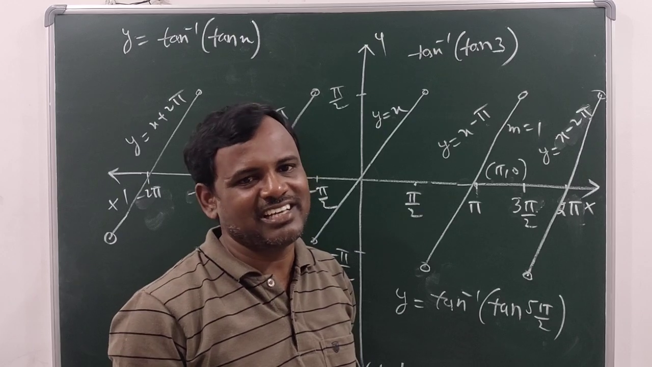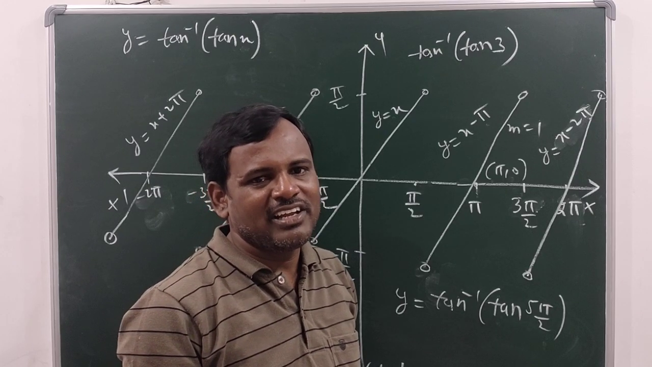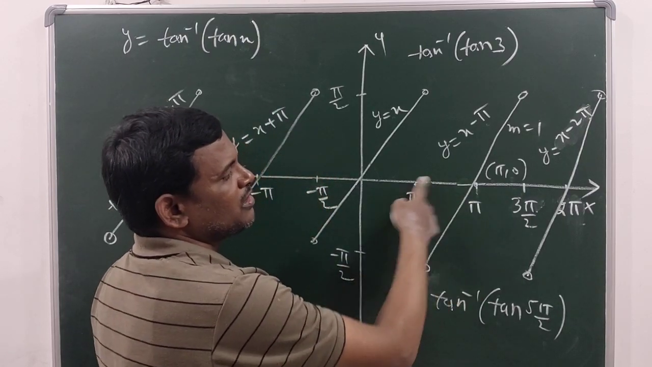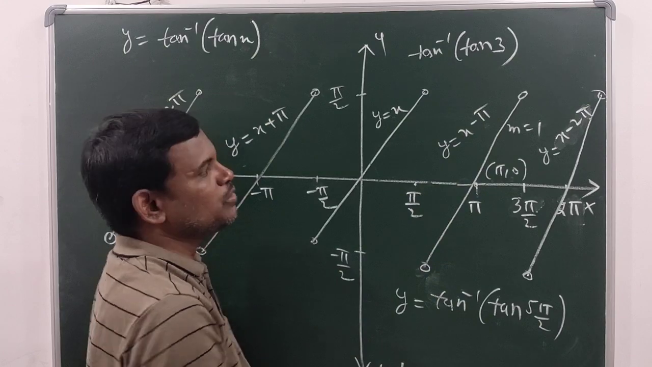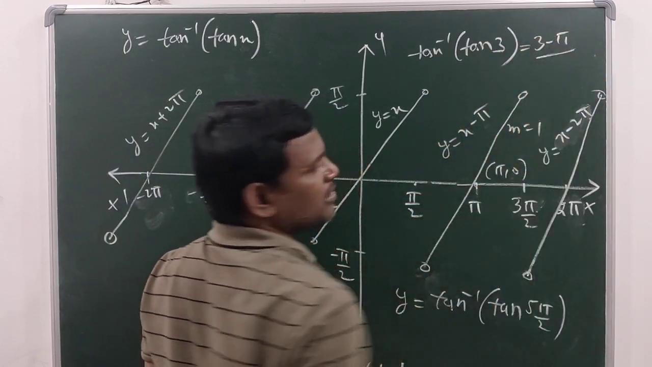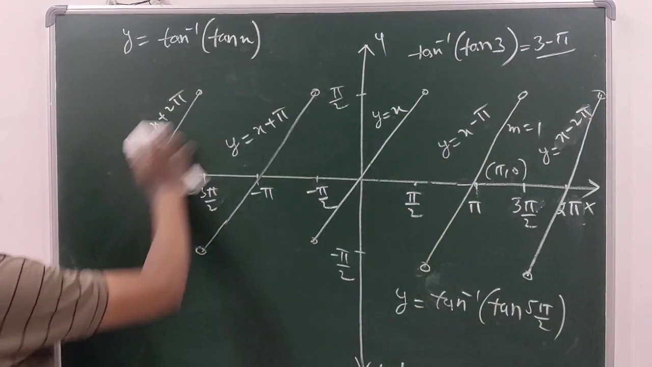Don't write it as 3. 3 means approximately nearly 180. Nearly 180 means you have to take this interval. Okay, now x minus pi. So there you have to write 3 minus pi. 3 radians minus pi is the result. Okay, students. Right.